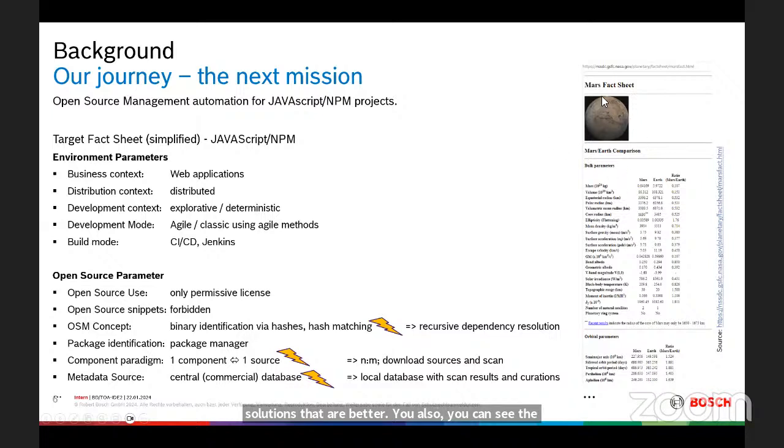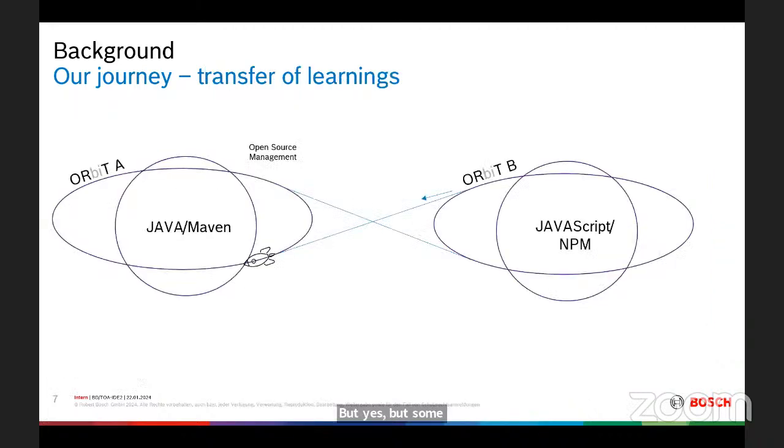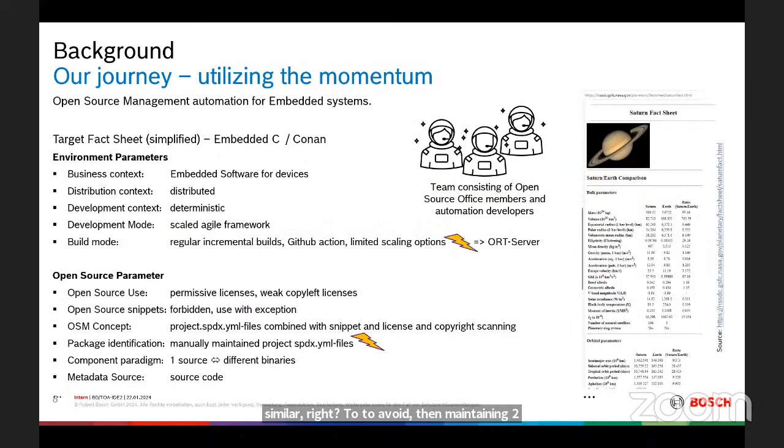So here I also put something where I said, okay, that's comparable to the Earth, right? Earth and Mars. Yes, some differences, but also CI/CD, Agile, etc. And so we learned more for JavaScript NPM, and we also transferred the learnings back to what we already did with Java Maven. And we also tried to keep the infrastructure similar, right? To avoid maintaining two different systems. But also not done yet, right?